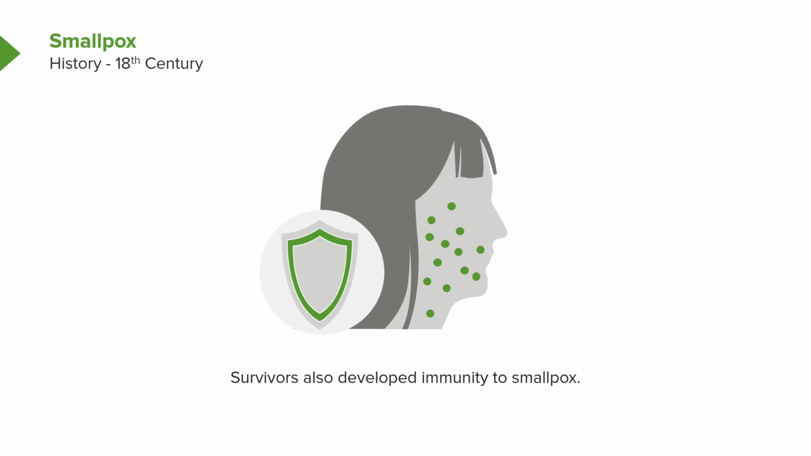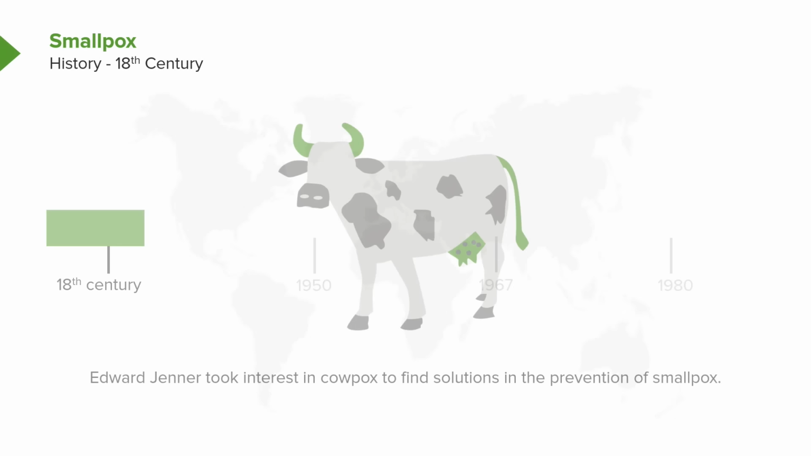The people who survive also developed immunity to smallpox. This is an important consideration when we talk about eradicating the disease. Once you've got it, you're not going to get it again. We can cross you off the list of someone who needs to be inoculated.